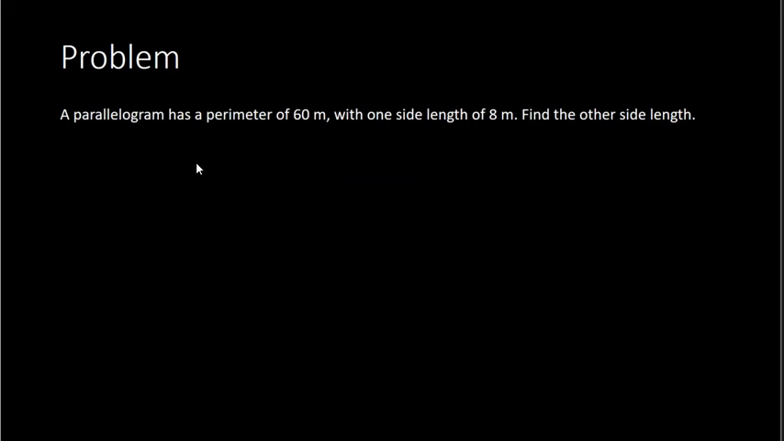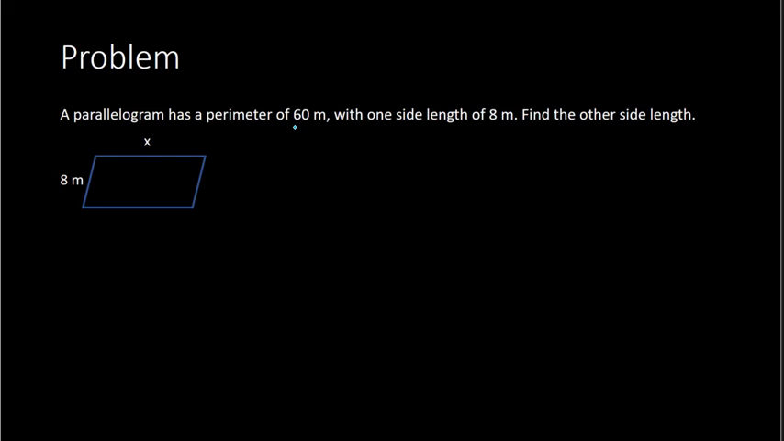Now here is an example problem. A parallelogram has a perimeter of 60 meters with one side length of 8 meters. And the question is to find the other side length. Now with this problem, it will be helpful to draw yourself a picture where it says one side length is 8 meters and then the other side is unknown.